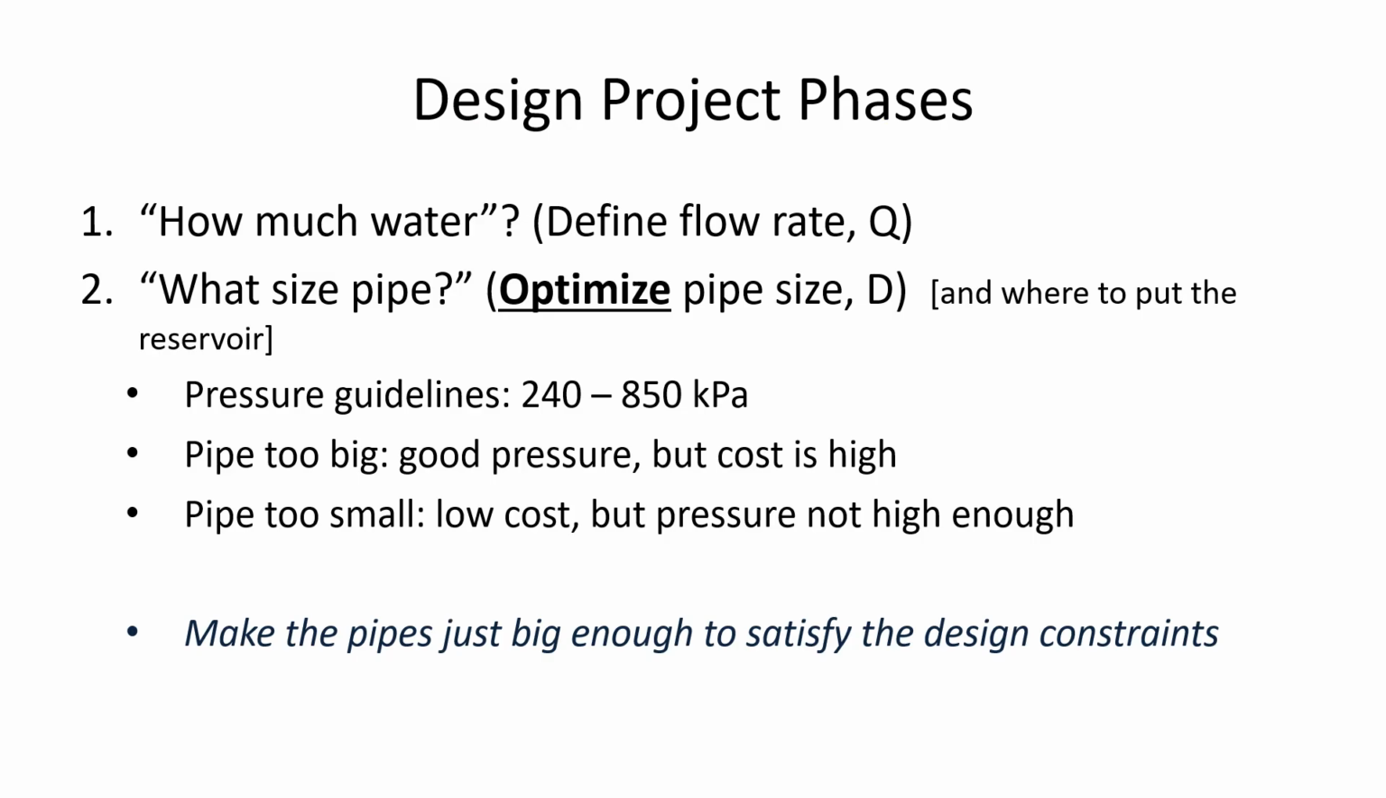So your prime directive here is just to make the pipes barely large enough to satisfy this criteria. Put the reservoir as high as possible on the hill without going over 850, because the more pressure you start with, then the smaller the pipe sizes can be and still get above the 240 kPa minimum.